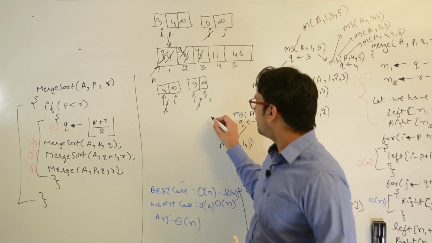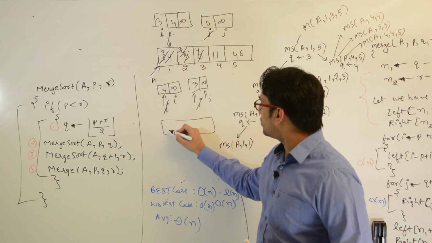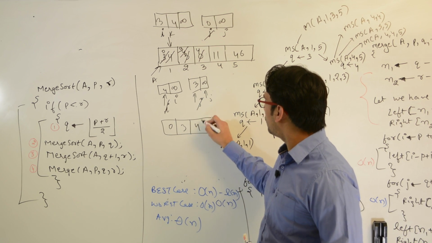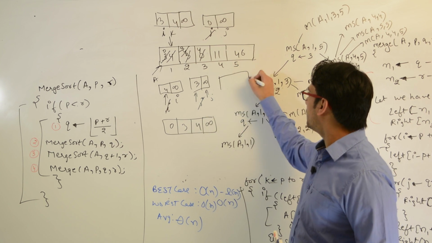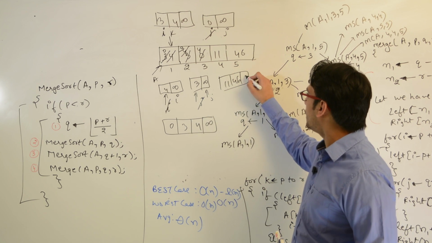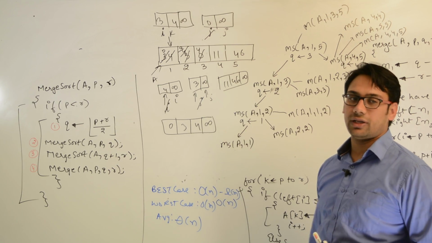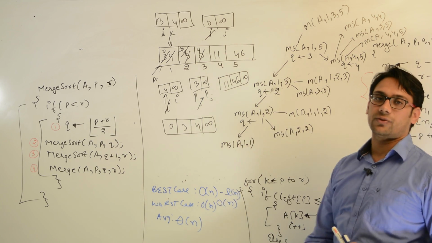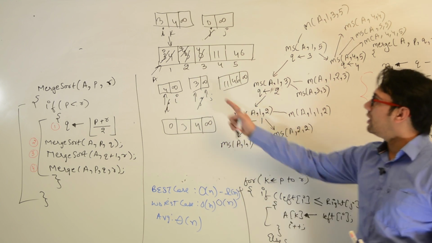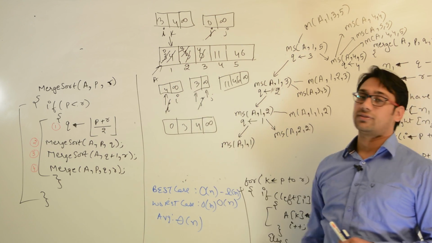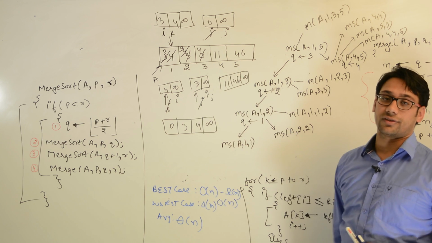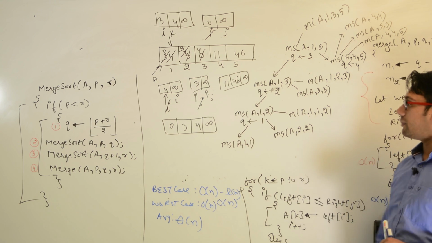So this data, which is 0, 3, 4 and infinity, will be copied into a new array. Then this data, which is 11, 46 and infinity, will be copied into a new array, and then this data will be copied back. When this data is copied back, you can see the complete array is sorted now. So we have the array 0, 3, 4, 11 and 46. Okay, so this is a merge sort.